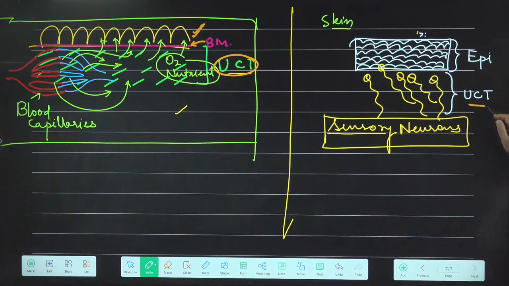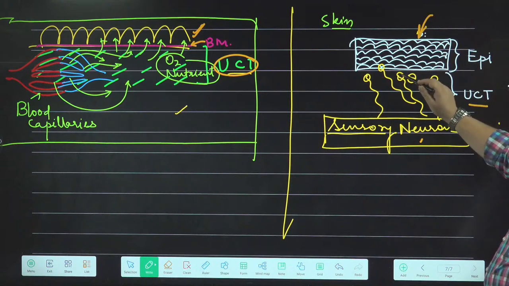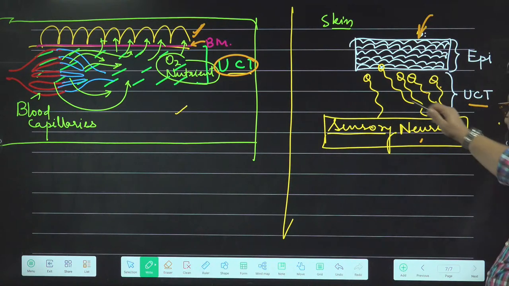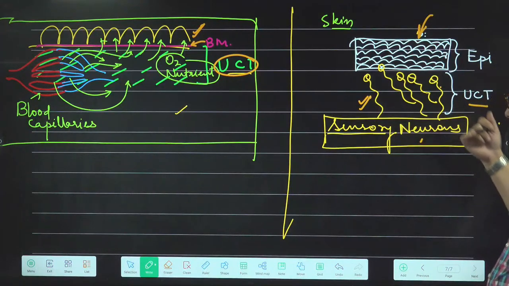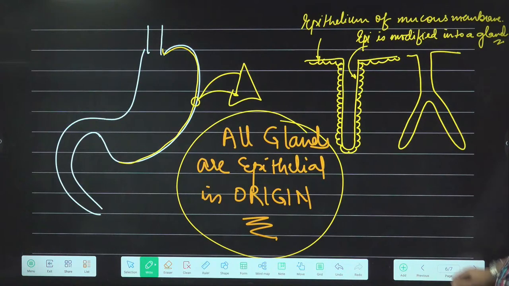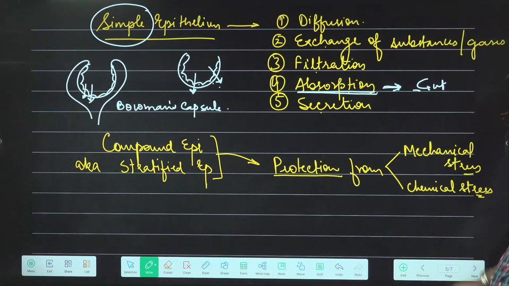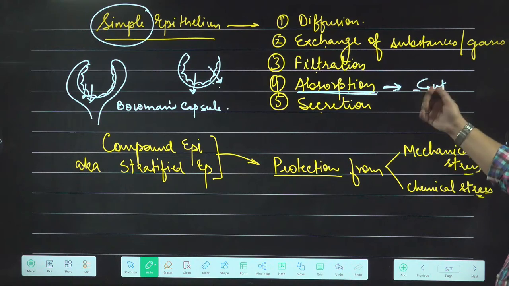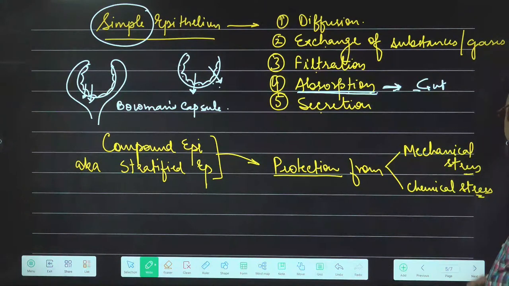In the same way, in the underlying connective tissue, the sensory neurons are there. And the epithelial tissue in the skin, as we have shown here, is not that thick. So when something is touched here, these neurons can be stimulated and we can get the sensation. This slide, a very important note you can make, explains the differences of functions of the two types of epithelium.